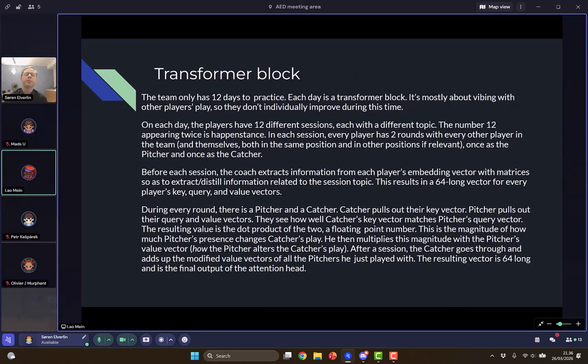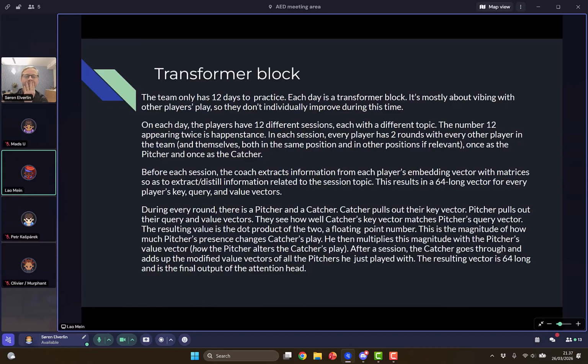Anyways, so each transformer block is like a day of practice, right? They're in deep trouble. So each day is a transformer block, and each attention head is like a practice session. And in each practice session, each player has 2 rounds with every other player, one as a pitcher and one as a catcher. Okay, so this is me trying to define the attention head. I'll just read my description.